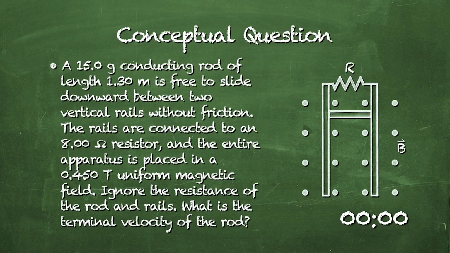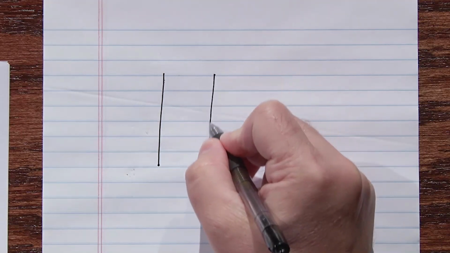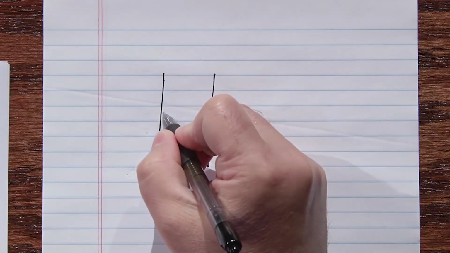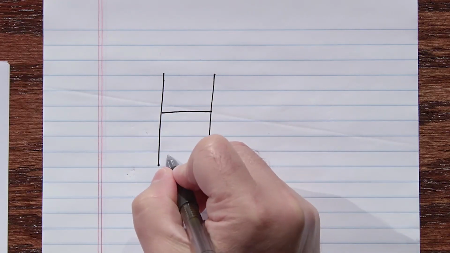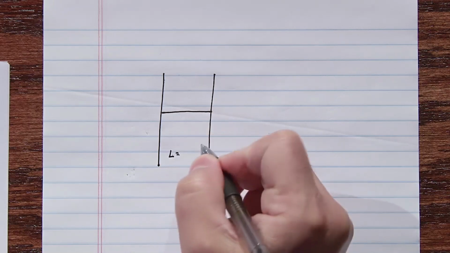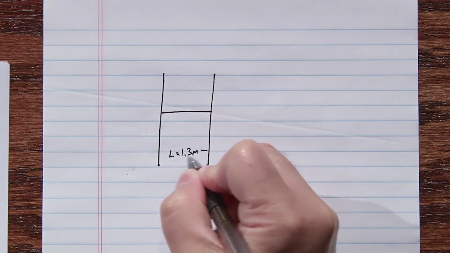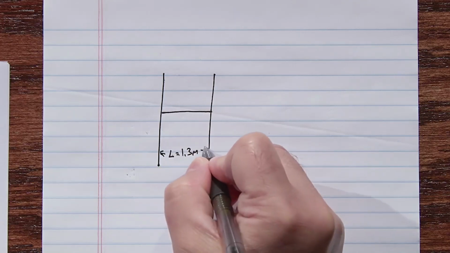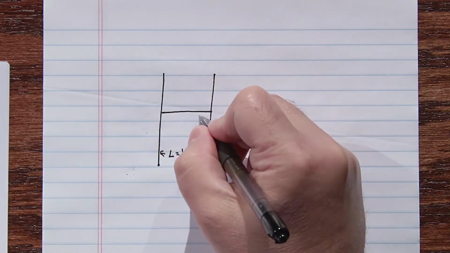Let's draw our diagram. Here are our rails and our slider. And we know that the separation L is equal to 1.3 meters. That's the separation from here to here, because that's the length of the rod.